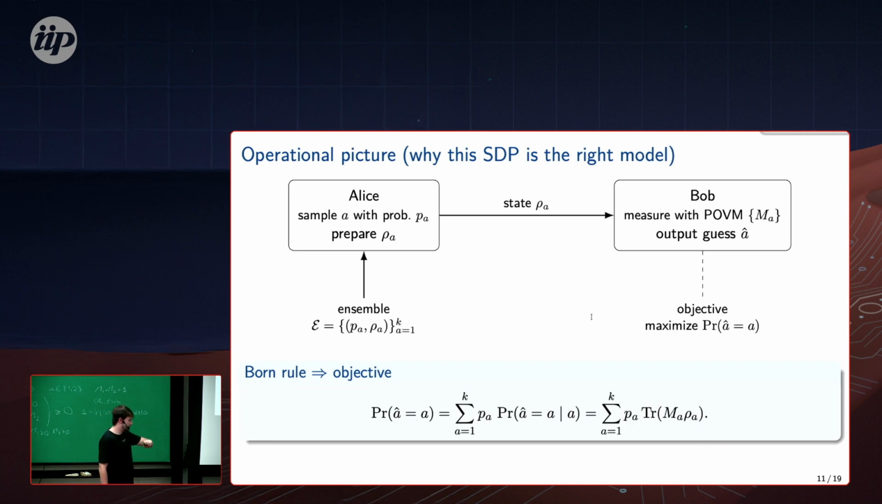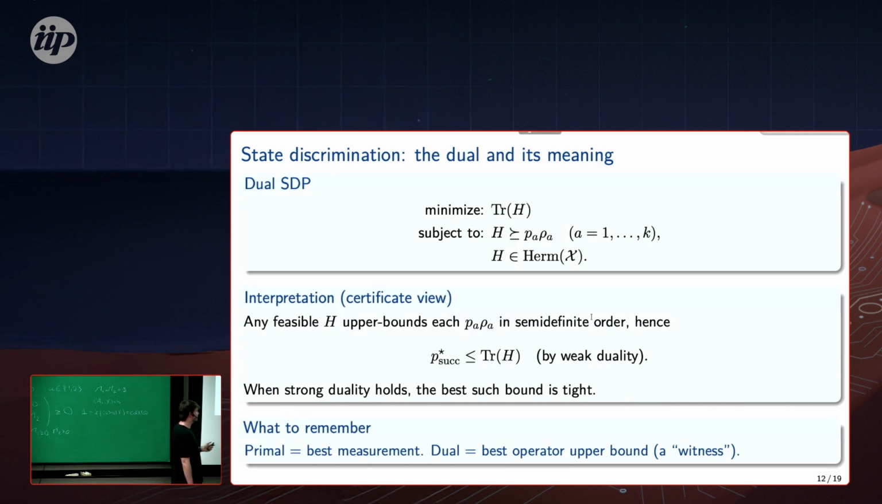Nope. Then finally, let's go into the, sorry, I didn't write down the dual. Okay, so essentially, if you play around, the dual will then be looking like this. You want to minimize trace of YH such that H is greater than P_A rho_A for all A's.